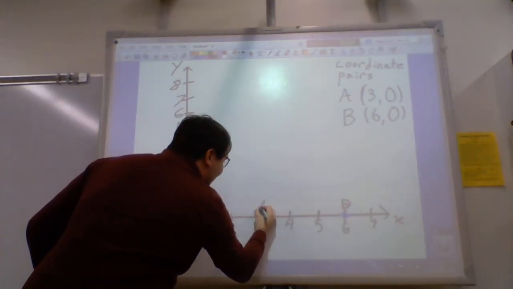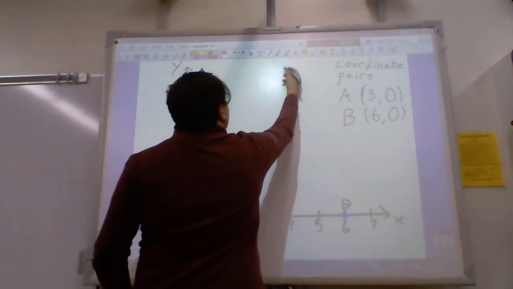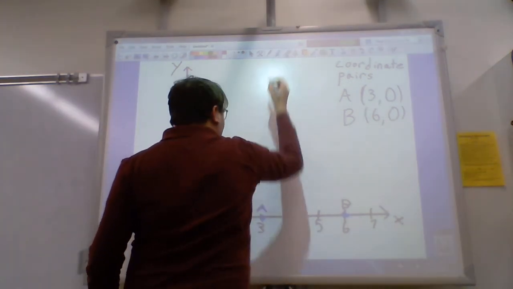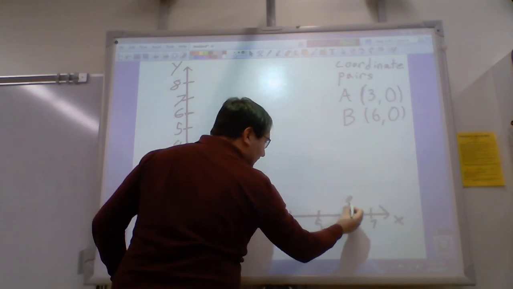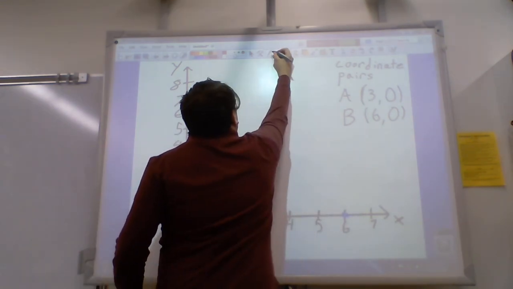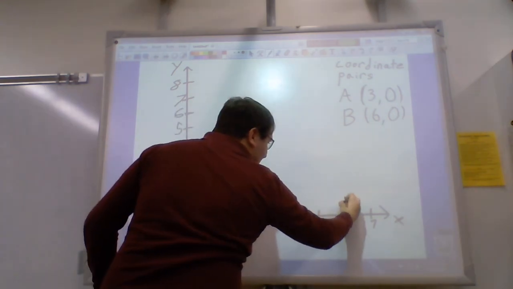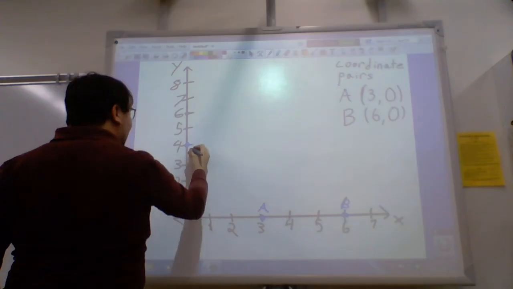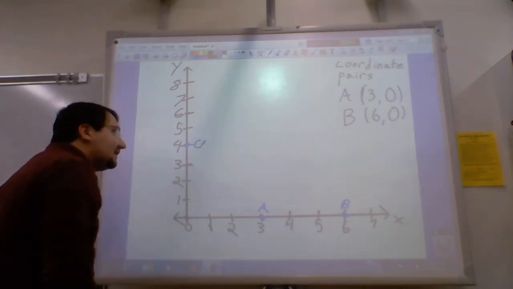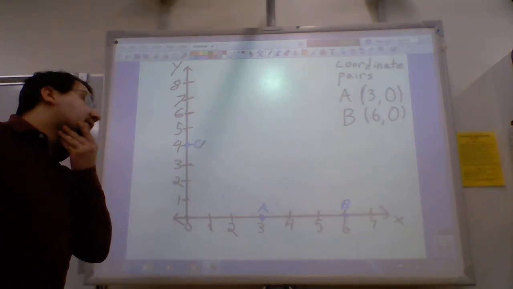I'm going to make this A blue. I'm going to get my eraser. Let's get rid of these. Get my pen back out. This is point A. This is point B. This right here is our point C. Let's look at point C.